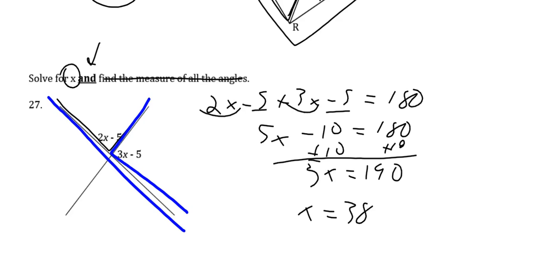So I need to plug in 38 to 2 times 38 minus 5 and 3 times 38 minus 5. And when I do that, I get 71 degrees here and 109 degrees here. 2 times 38, 76, minus 5 is 71. And 3 times 38 is 114, minus 5 is 109. And note, this plus this, as a double check, adds up to 180. Good to go.